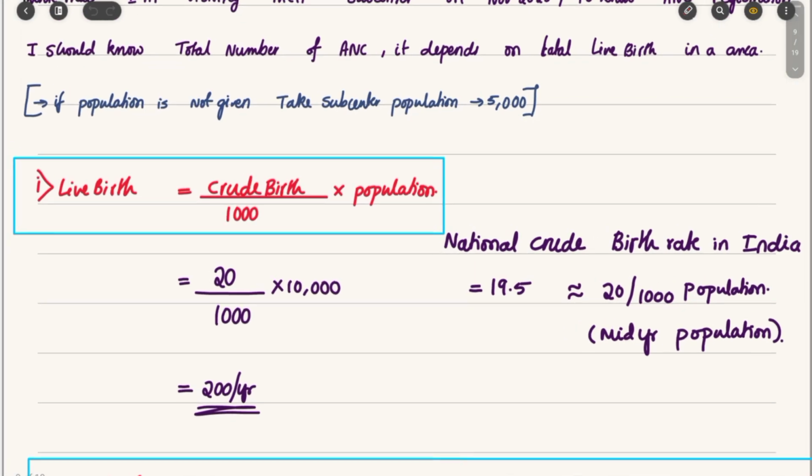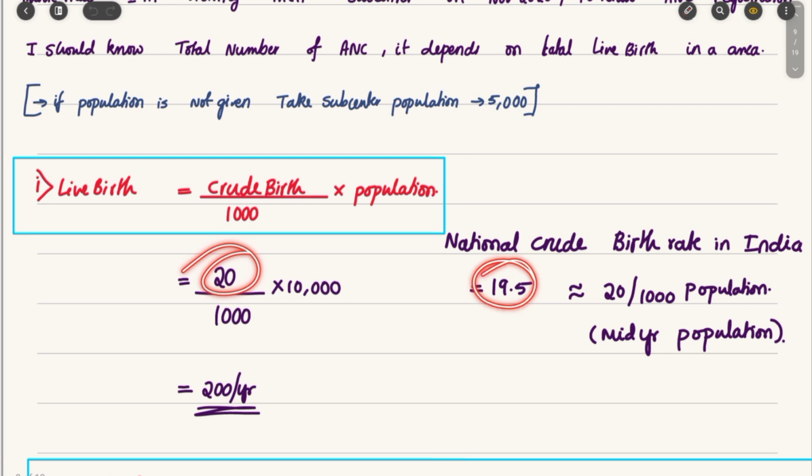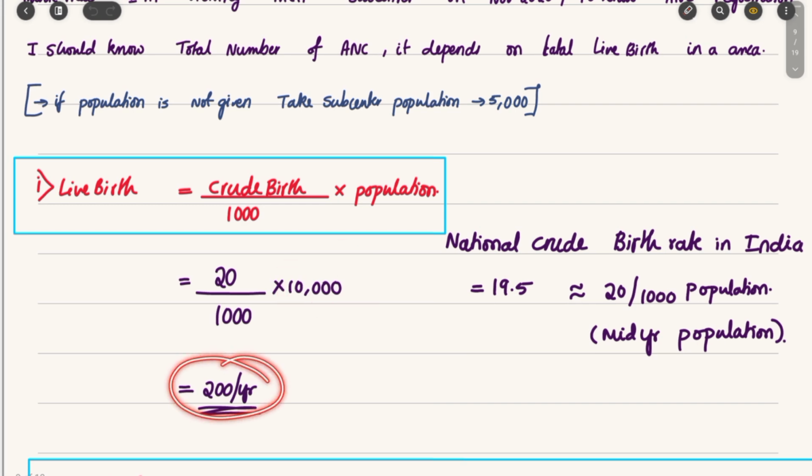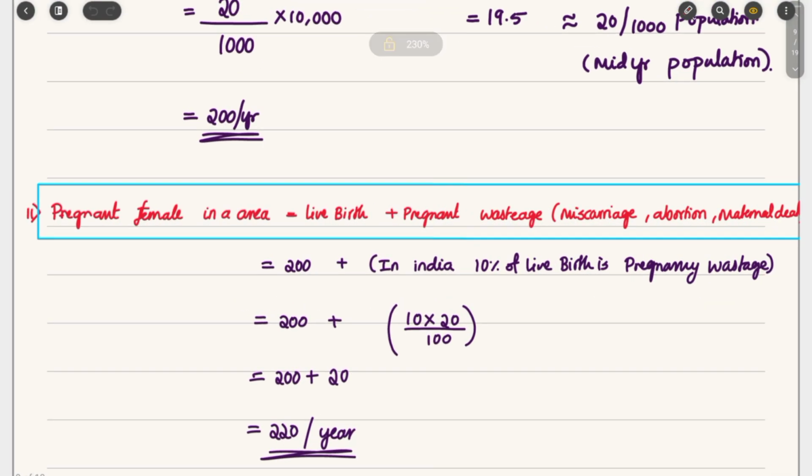So you can use this 20, that is 19.5. For easy calculation, we are taking 20 per 1000. Into 10,000, we will get 200 per year. Per year there were 200 births. That means there were 200 pregnant women, isn't it? So is that the correct number?